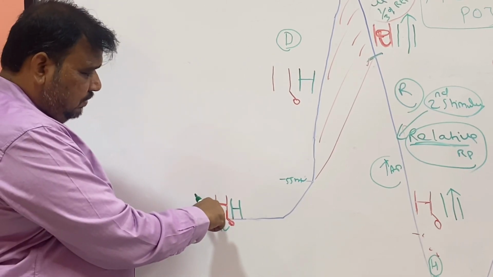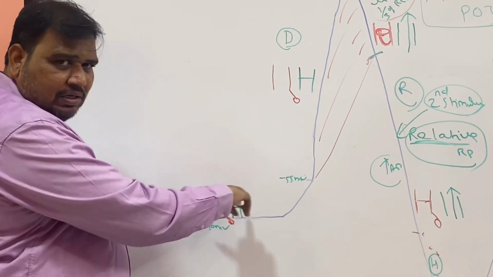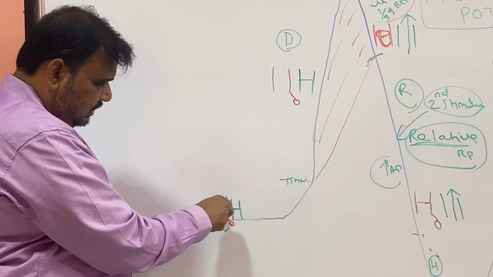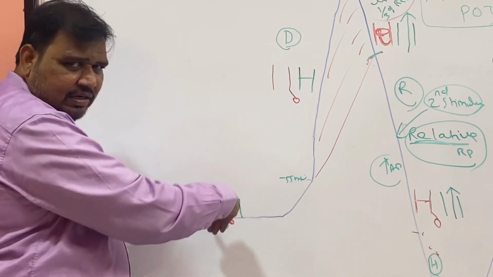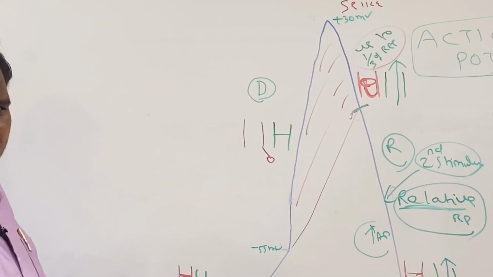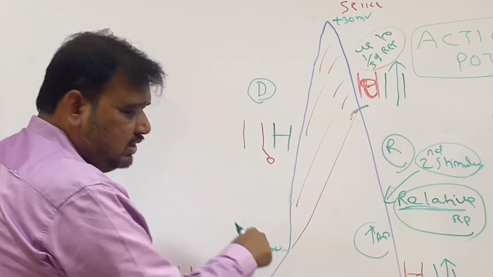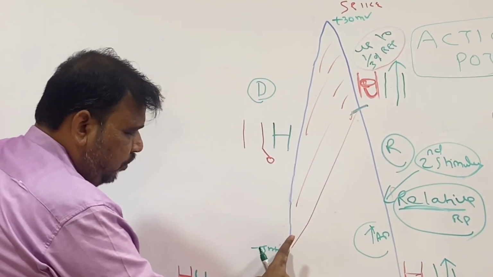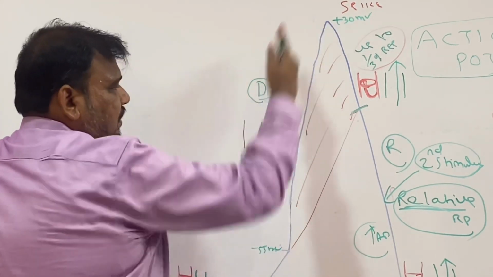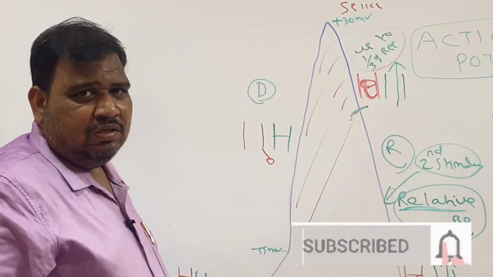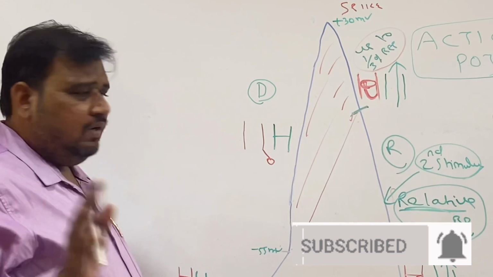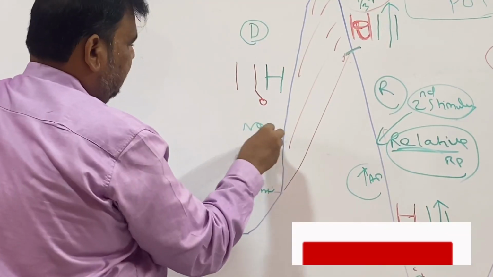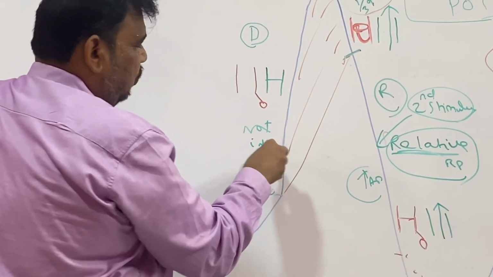The voltage gated sodium channel is closed. You can see it is closed, so nothing can enter. The potassium channel is also closed. But once the threshold is reached, minus 50 millivolt, firing starts, which we know. So this is the initial phase of depolarization. This is the final phase of depolarization. So sodium influx starts here. Why does sodium influx occur?